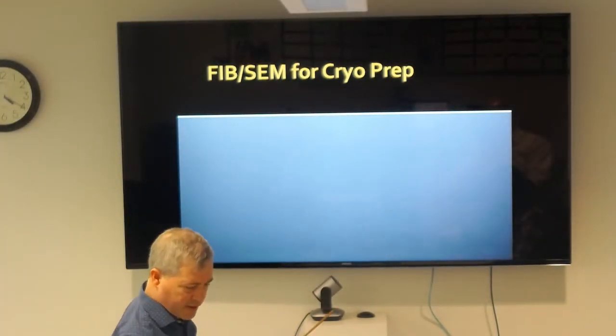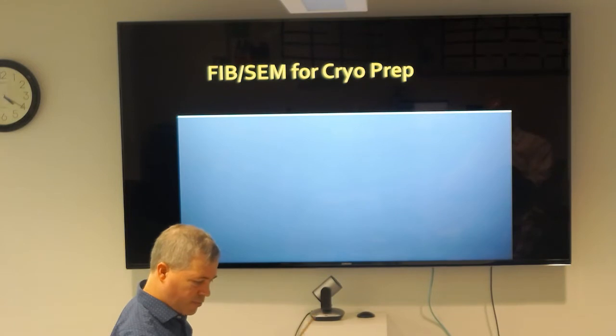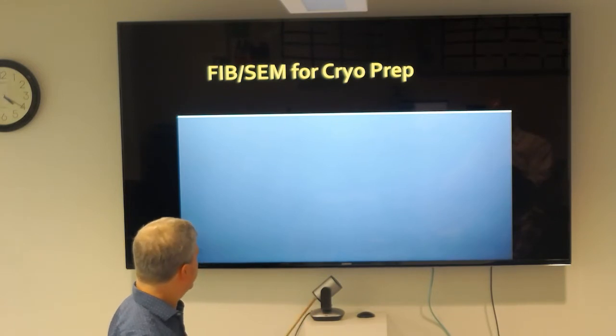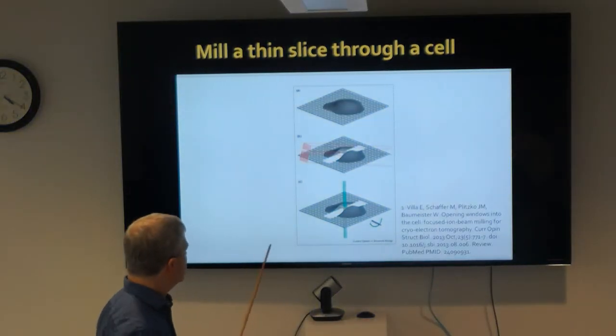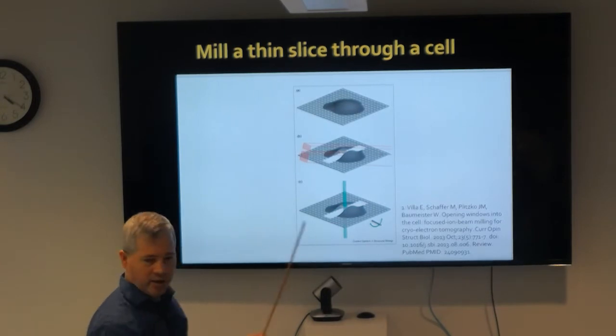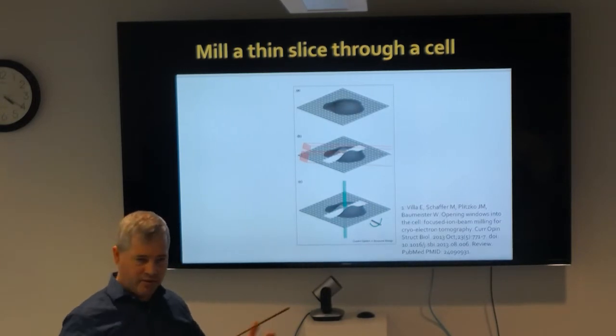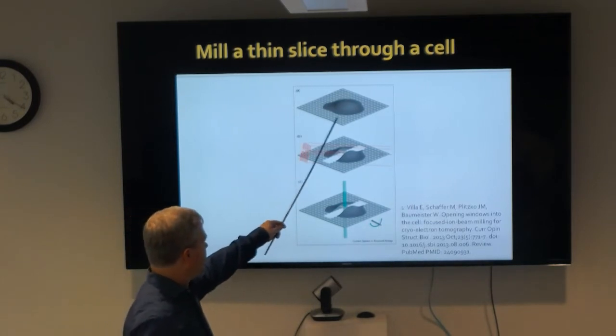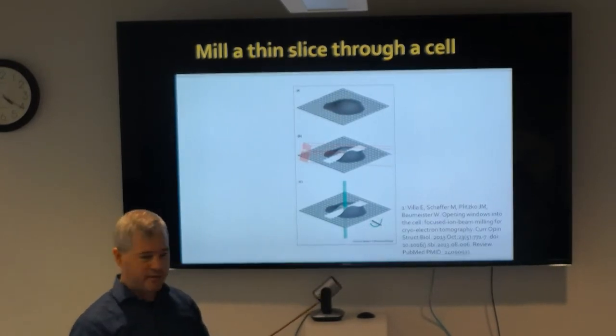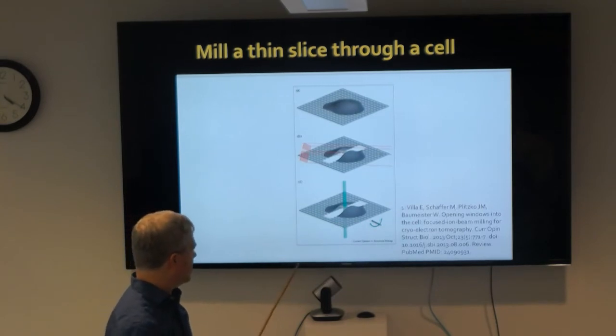So now I'll get into a little bit of using it for cryo prep, which is a newer thing. It's not that new anymore. People have been making lamella for a little while, but the idea is, if you want to image a whole cell or part of a cell, it's, as you know from the TEM part of the course, too thick. You can't see through a several micron thick cell. It's not going to work.